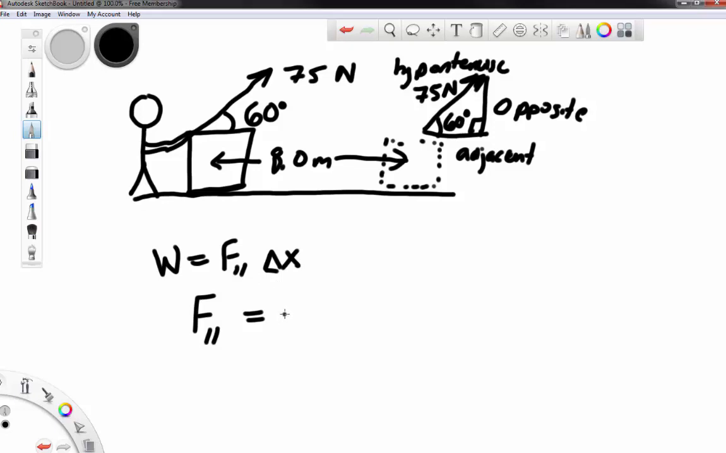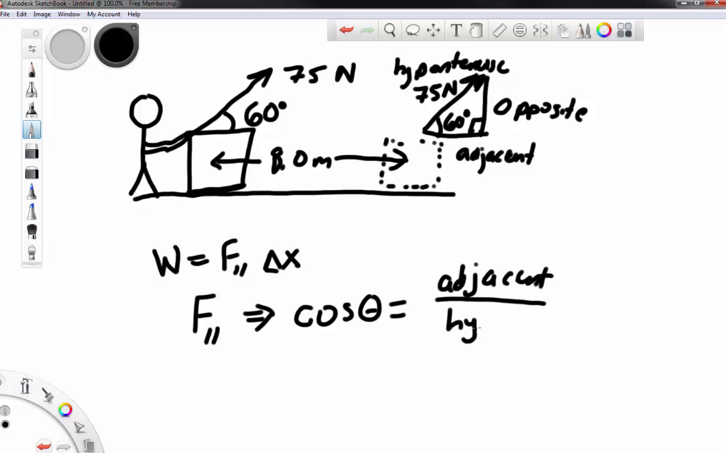You want to know what's the adjacent, so we need to use trigonometry like I said. So there's cosine, sine, and tangent. Since it's adjacent and hypotenuse, we need to use cosine. So cosine of an angle is always going to be the adjacent side length divided by the hypotenuse. And the angle in this case is 60 degrees.